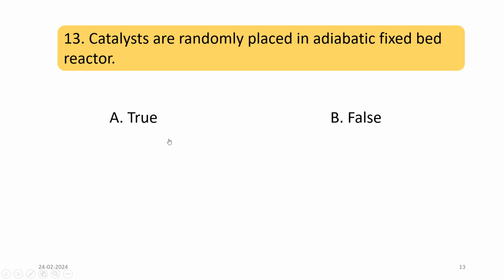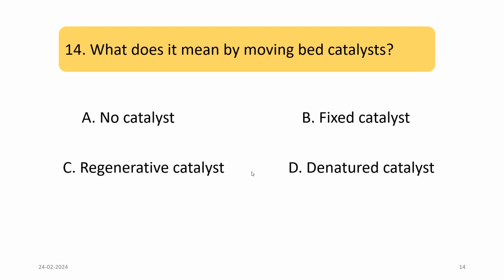So here the answer is true. Catalysts are randomly placed in adiabatic fixed bed reactor. That is why it is most preferred in industry. Next question is, what does it mean by moving bed catalysts?